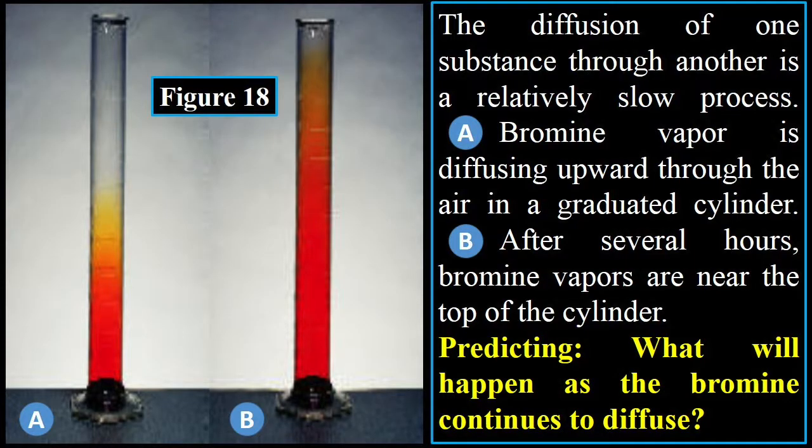Let's talk about diffusion, Graham's law of diffusion. The diffusion of one substance through another is a relatively slow process. Bromine vapor is diffusing upward through air in a graduated cylinder. After several hours, bromine vapors are near the top of the cylinder, predicting what will happen as the bromine continues to diffuse.